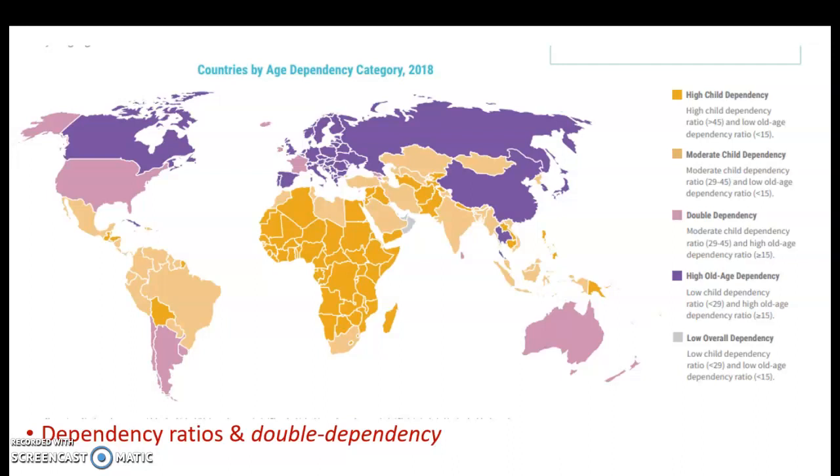If we have high child dependency ratios, then we're looking at investing a lot of money into schools, education, child health care. If we have an old age dependency scenario, then we're looking at supporting social services like healthcare or retirement housing, right? How do we support our oldest and most vulnerable parts of our population? So you'll see here that the United States has what's known as double dependency, where we have moderate child dependency and high old age dependency.